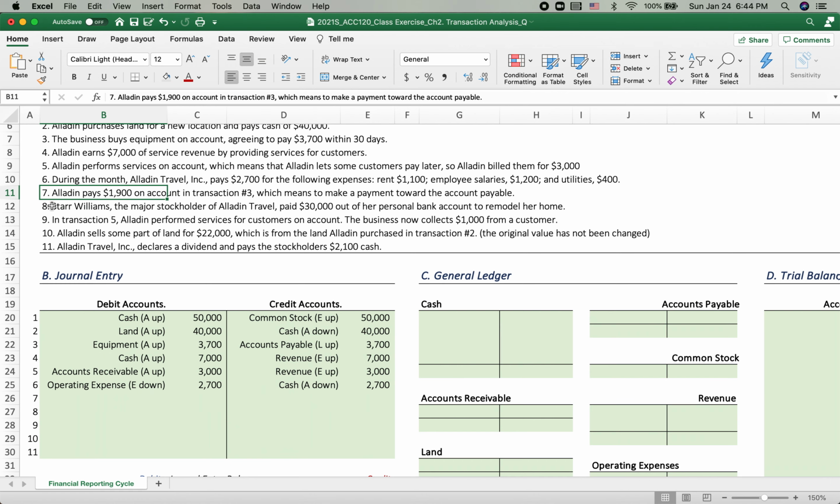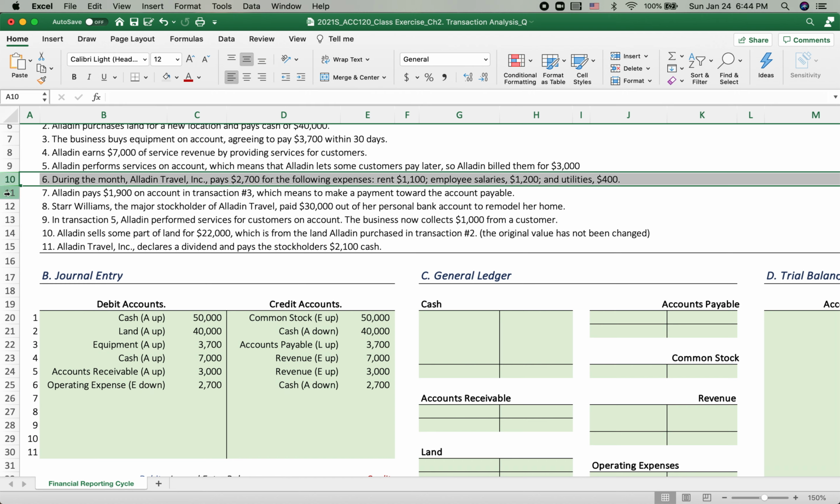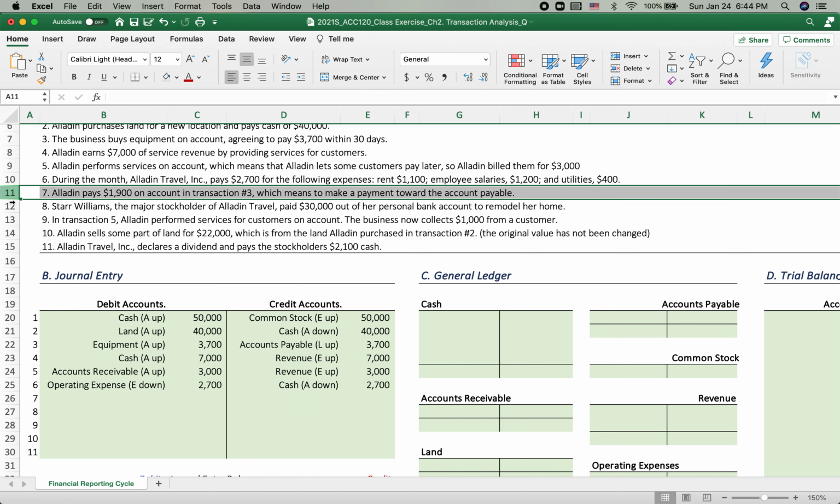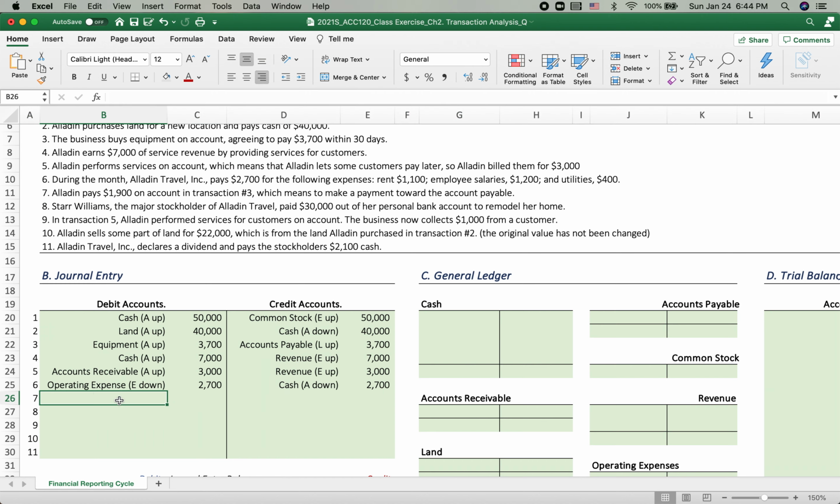Now number 7, Aladdin pays 1,900 on account in transaction number 3. When they purchased this equipment on credit, they didn't pay the 3,700 right away, but they had to pay it through accounts payable, right? Out of this 3,700, Aladdin first paid 1,900. So what do you need? Okay, let's do the easy one. Cash amount, how much? Cash out, asset down, 1,900.